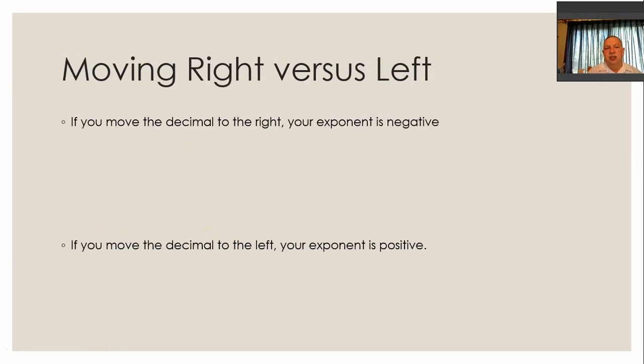Moving right versus left: if you move the decimal place to the right, your exponent is negative. So for very small numbers, we're going to have to move it to the right to get it between the first 2 significant digits. And then if it's larger than 1, then we'd have to move it to the left.